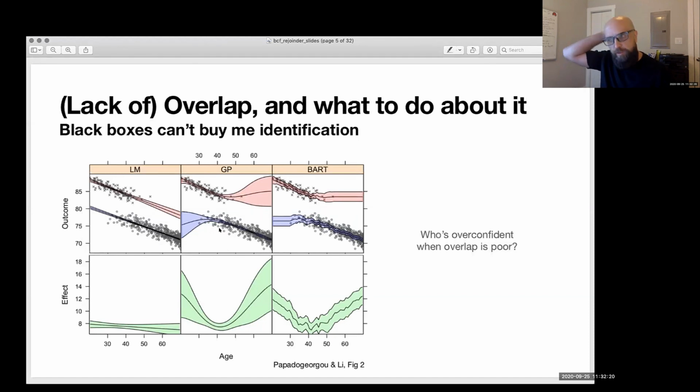In the discussion, they sort of make the comment that BART and the linear model are overconfident relative to the Gaussian process. And I guess that's just sort of based on the rank order of the uncertainty when we have pink outcomes. I think those are the treated outcomes that are in higher ages. Blue outcomes, I think those are the control outcomes at lower ages.